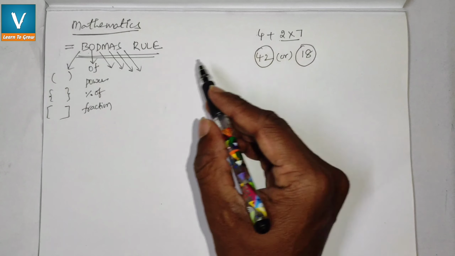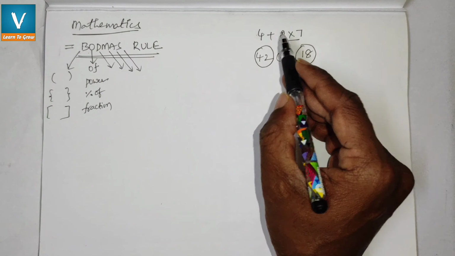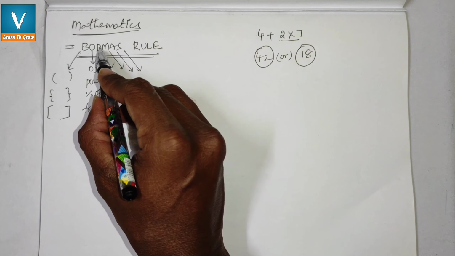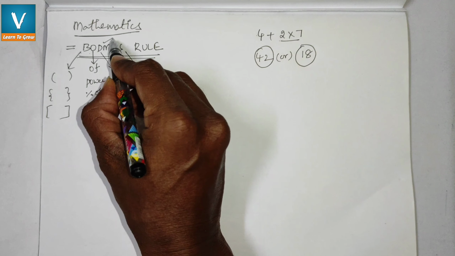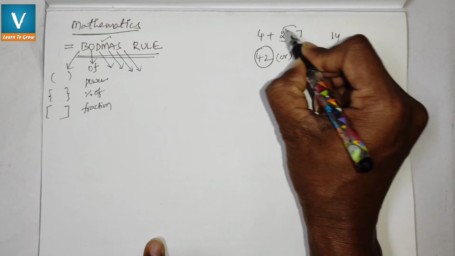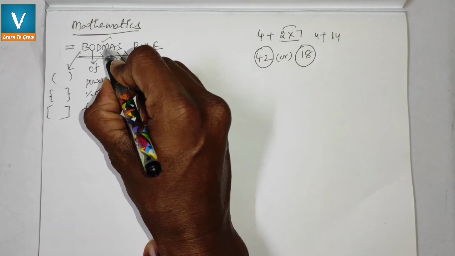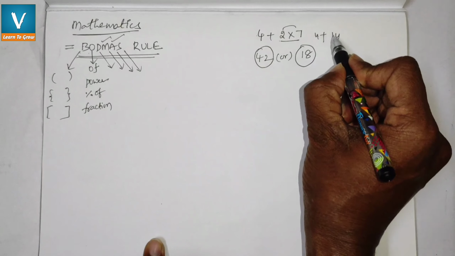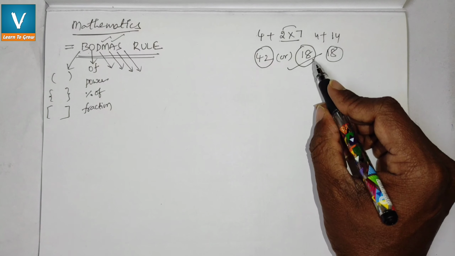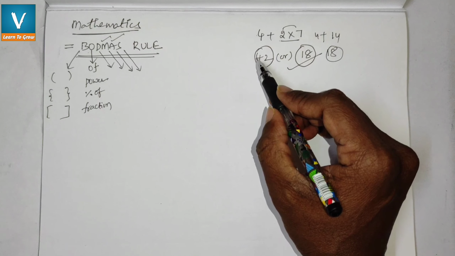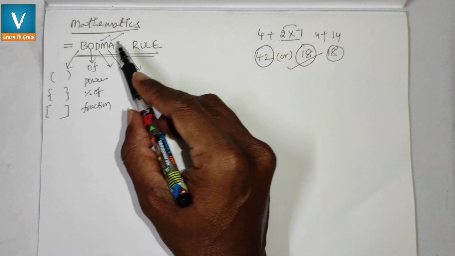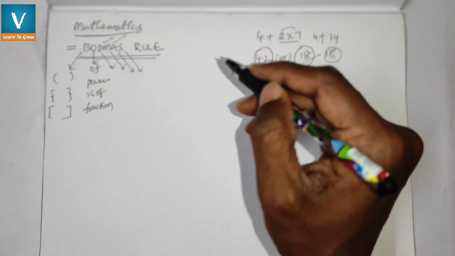So now we will come back here. According to BODMAS we have to solve this one. Now what is here? Brackets nothing is there, of also not there, division not there. M is there. M means multiplication. Here we have the multiplication: 2 sevens are 14, and we are having 4 plus. After multiplication we are having addition. So now we have to add: 14 plus 4 is 18. So the answer is 18. Even though we were getting two answers, we have to go with the BODMAS rule. According to the BODMAS rule, 18 is the correct answer.